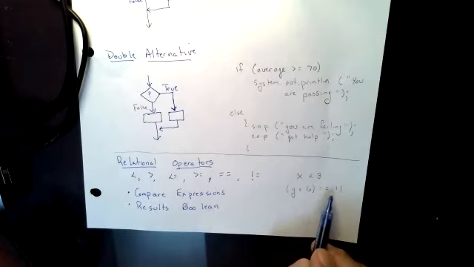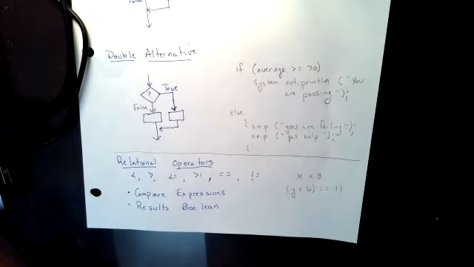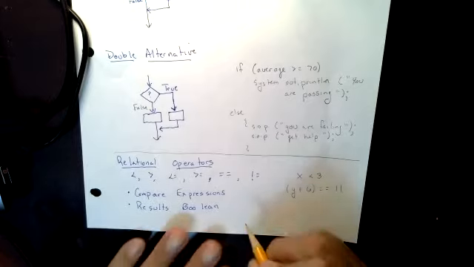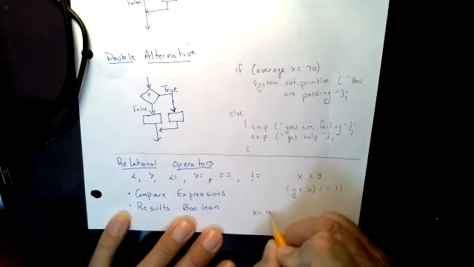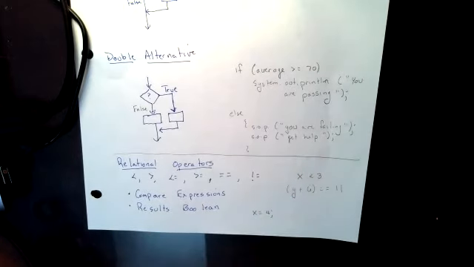This represents equals. And you might be saying, well, why not a single equals? Because that's already used. That's a different operator for us. That's the assignment operator. X is assigned the value of 4.